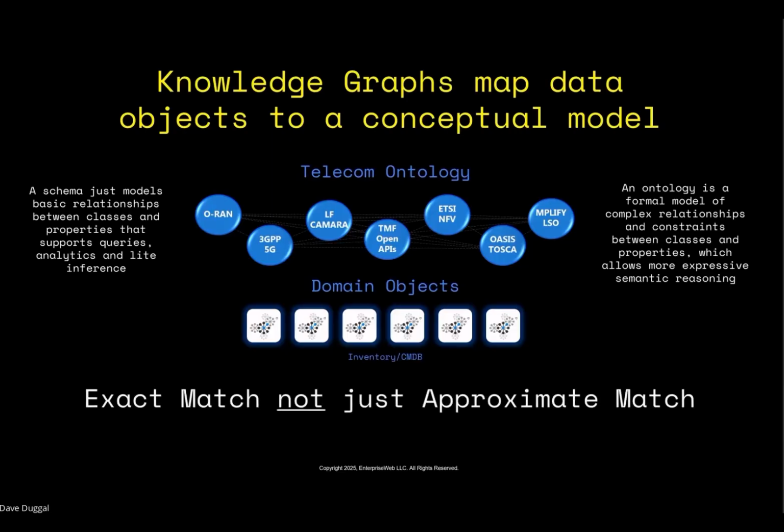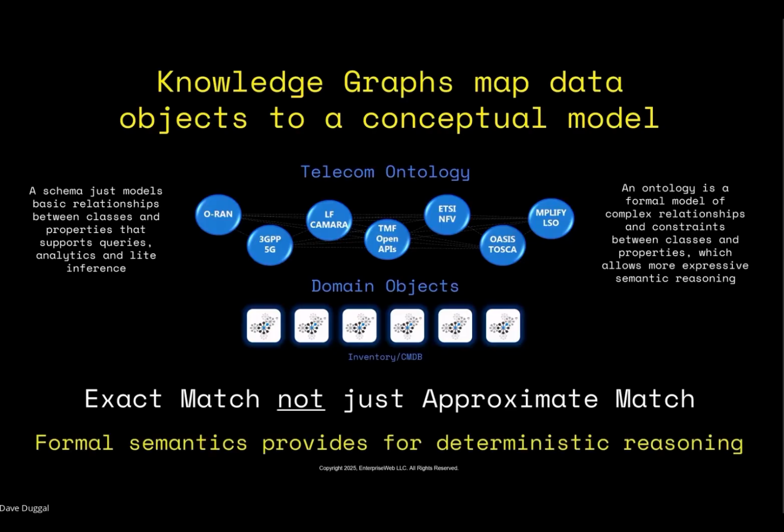And the point of an ontology being a formal model is that it's deterministic. It supports exact matches, right? Facts, right? Not just probabilities, not just approximate matches. So formal semantics provide for deterministic reasoning.